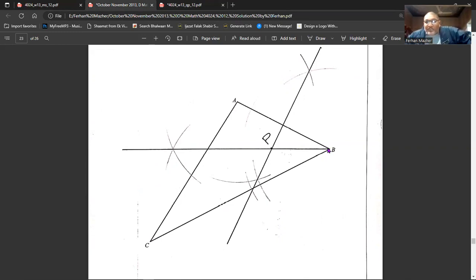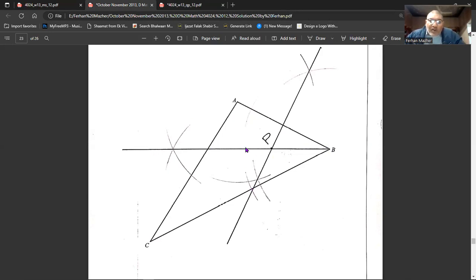I will put my compass on B, open it, and draw one arc on this arm of the angle, and one arc here on this arm. I will put my compass on the point where I have marked the arm and draw an arc here. I will put my compass here and draw an arc here. Where these 2 arcs intersect, I will join it with the vertex B, and that is called the angle bisector.